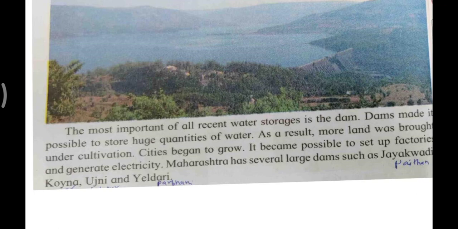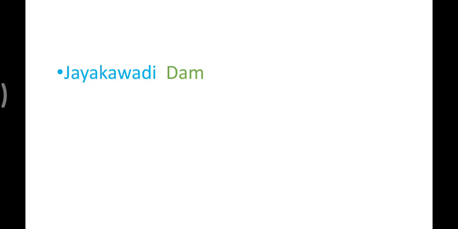So children, as you know, water is the basic need of all human beings. So wherever the water reservoir is in a good quantity, people used to settle in that area. So wherever dams are built, the cities began to grow, correct? The maximum land was brought under cultivation and it became possible to set up factories and generate electricity. So in our Maharashtra there are several large dams: Jayakwadi, Koyna, Ujjini and Yaldari. Let us see the pictures of these dams.